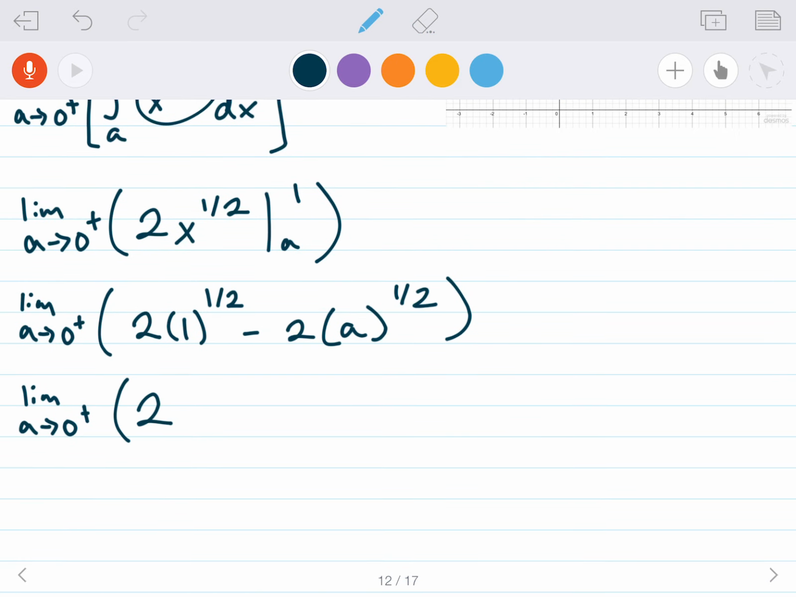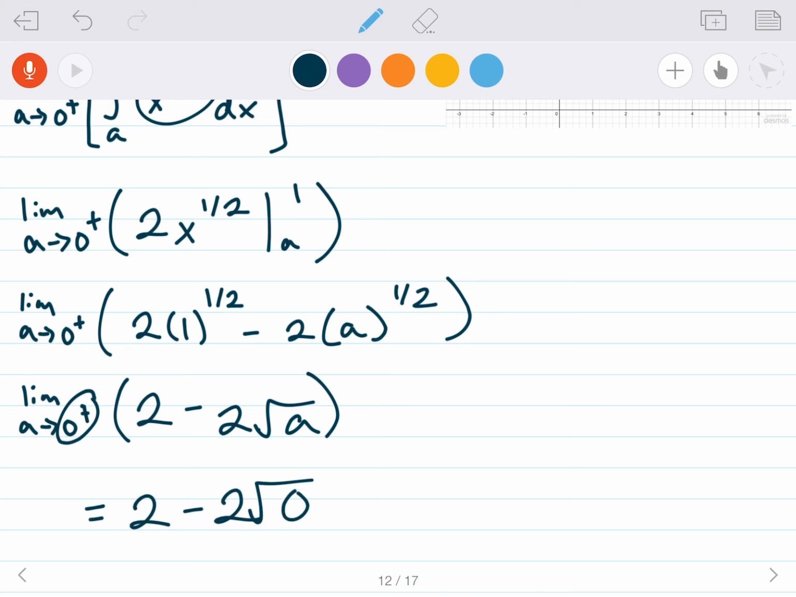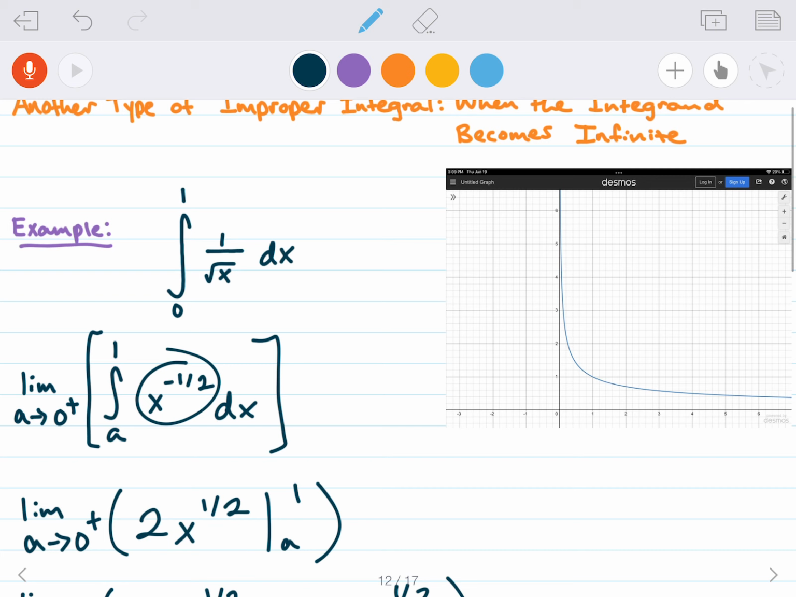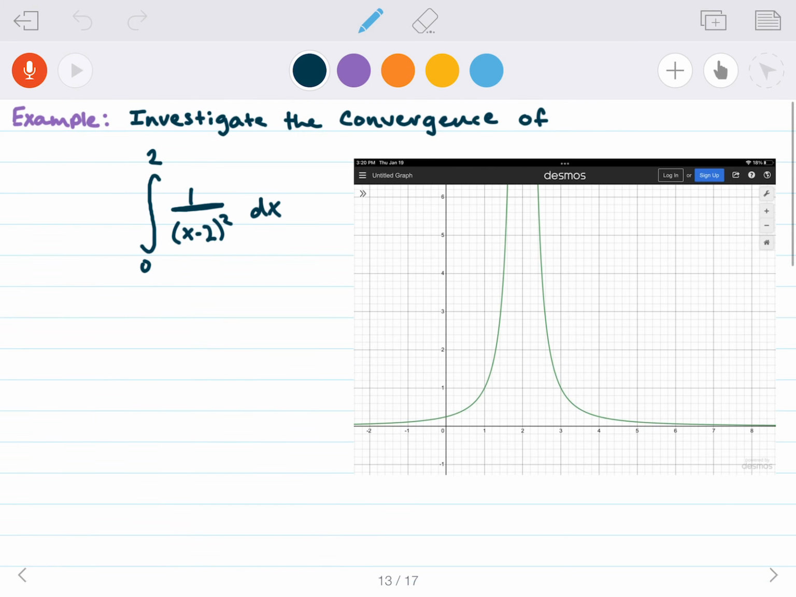So we have 2 minus 2 root A. And if I go ahead and plug in 0 for A at this point, I get 2 minus 2 root 0, which equals 2. So convergent. This guy is converging to 2. So yes, we are considering this area from 0 to 1 to be convergent. Okay, let's do another example.